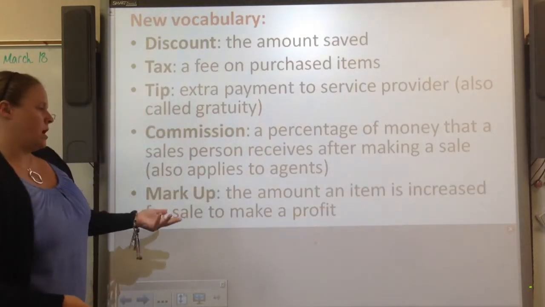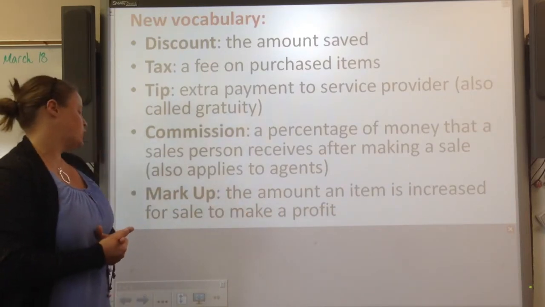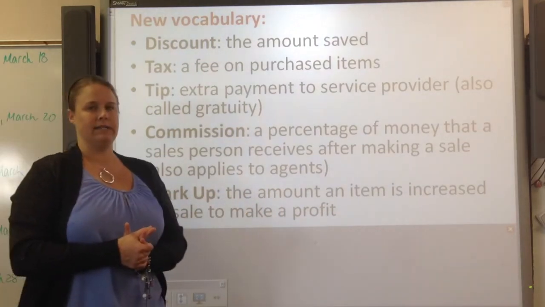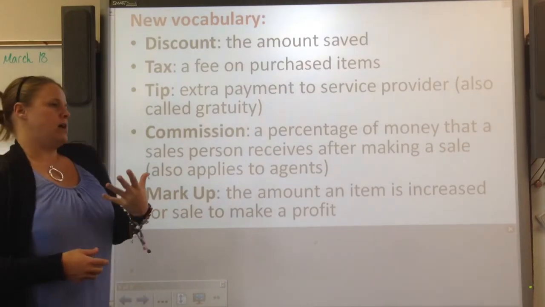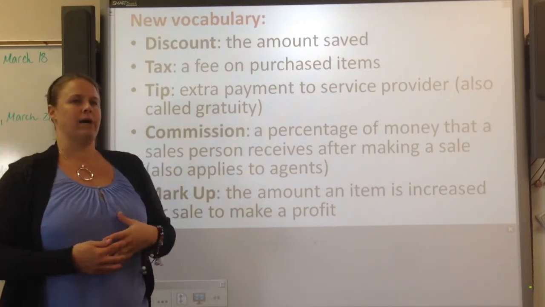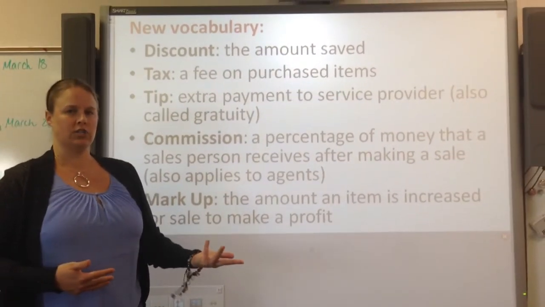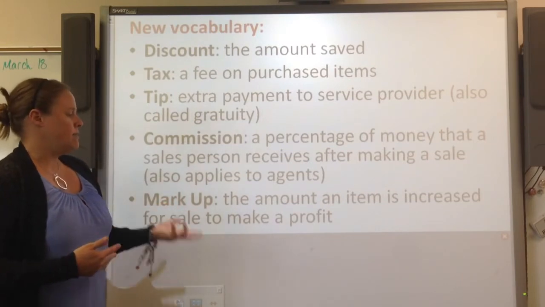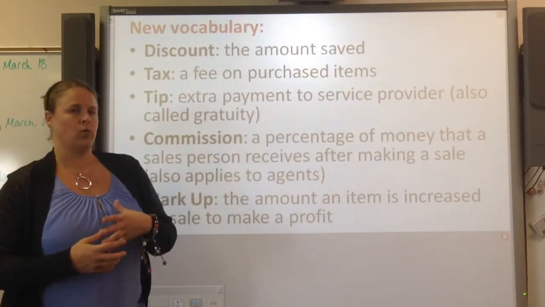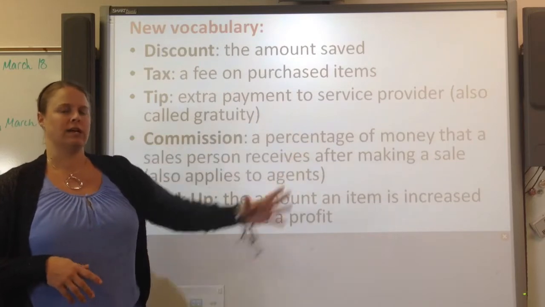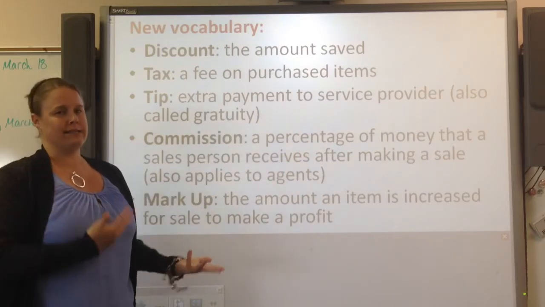So the next one is markup. This is the amount an item is increased in sale to make a profit. This is where the person selling something at the store might buy it from the manufacturer for $2, and then sell it to you for $3. So while he's paying the distributor $2 and you're paying $3, he's basically earning $1.